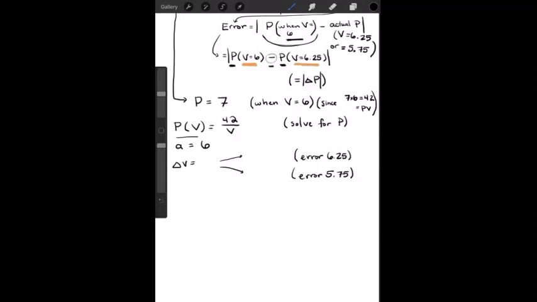Right, so 6.25 minus 6 is 0.25, right? So that's our delta V if the V that we're going with is 6.25. What about if the V we're going with is 5.75?